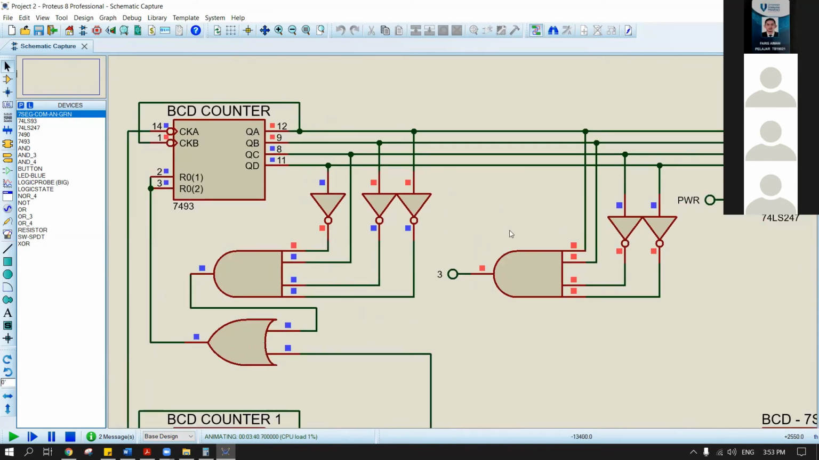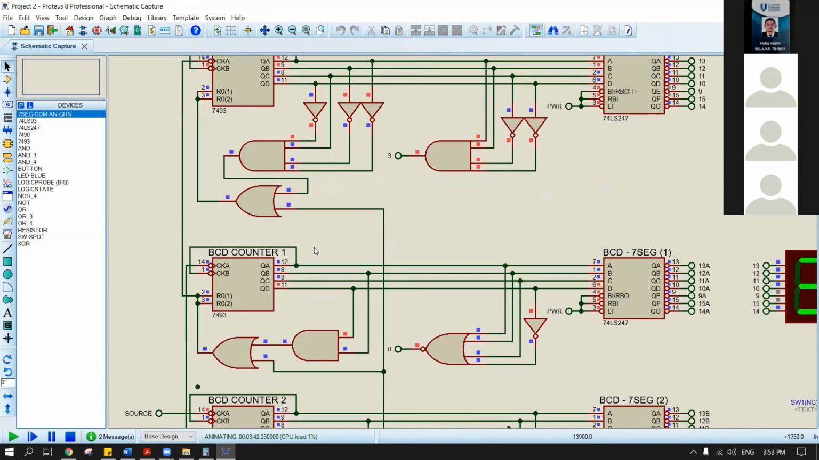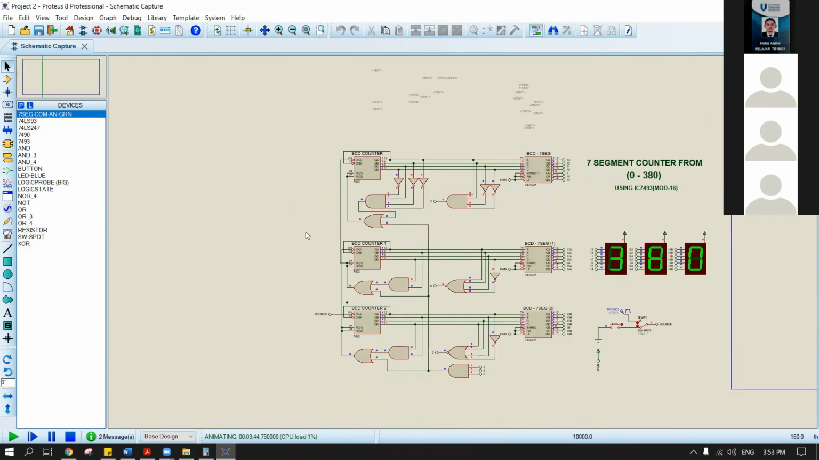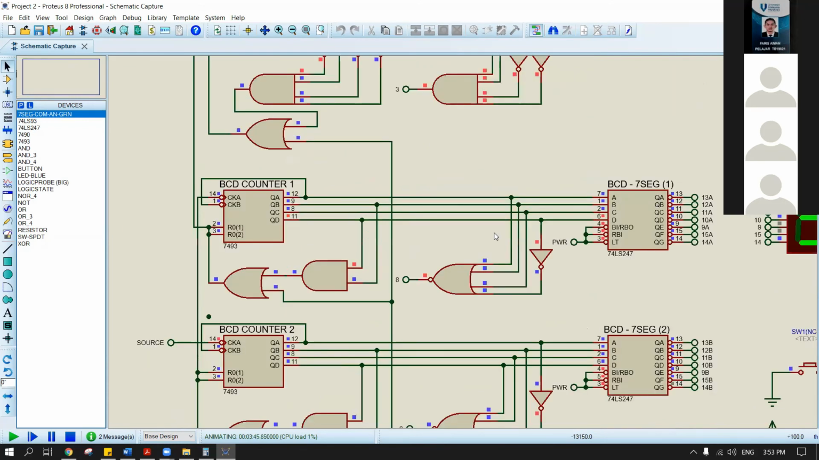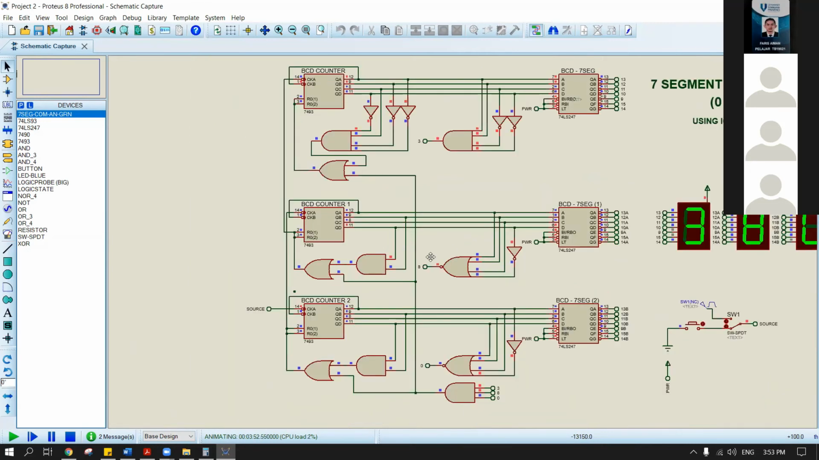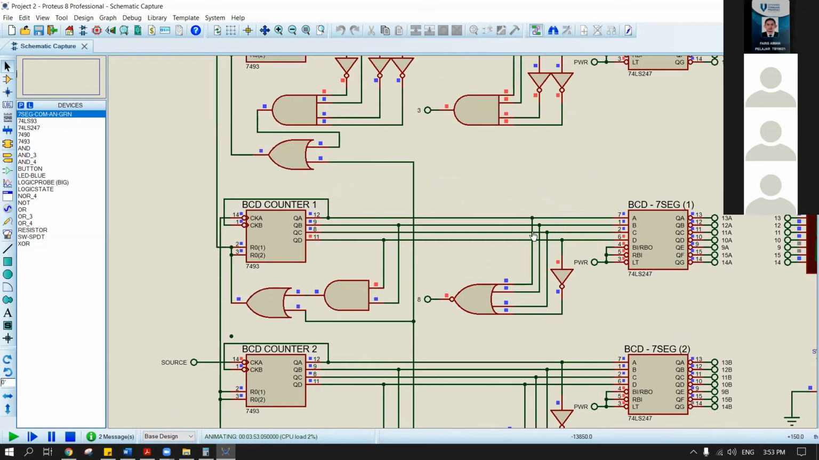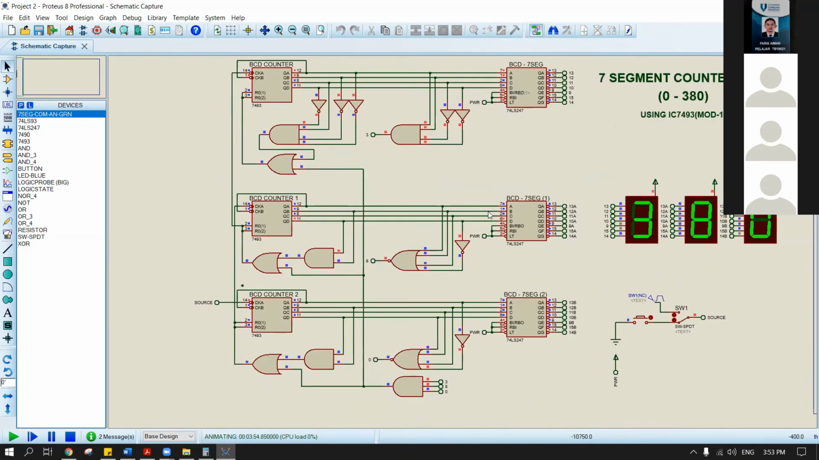So this is the same for the second part. The function is also the same, to limit the counter from 0 to 15. So we want to limit the count. Okay, next is the gate, also the same, all the same.